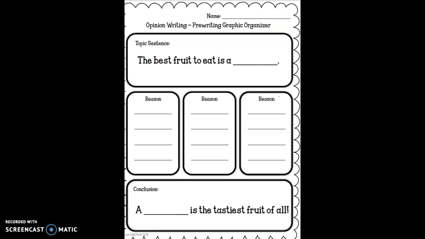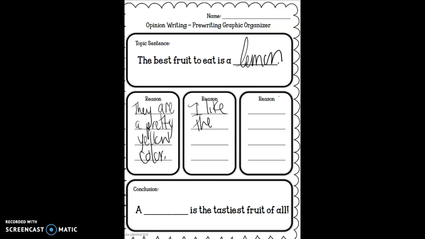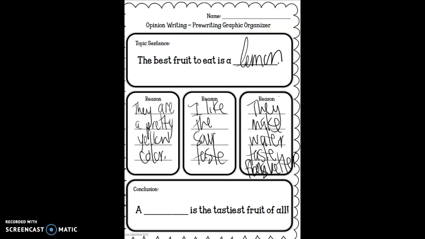Okay, so I said the best fruit to eat is a lemon. Reason 1 is they are a pretty yellow color. Reason 2, I like the sour taste. And then reason 3, they make water taste fresh. I'll just say better. They make water taste better.